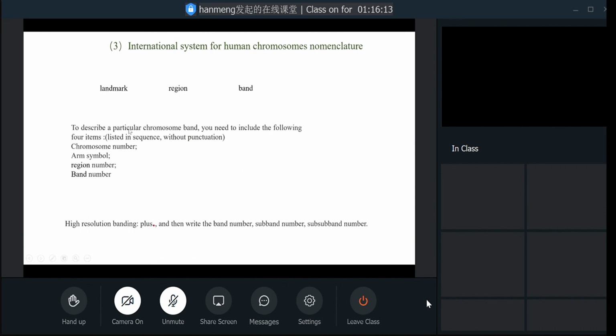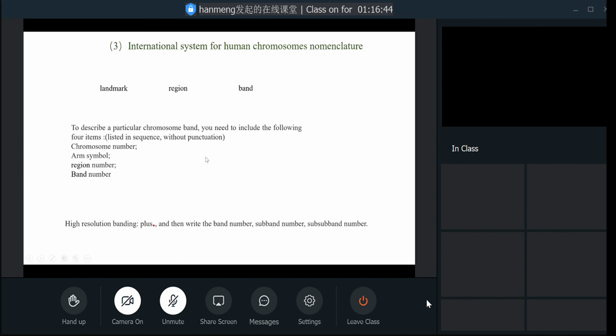To describe a particular chromosome band, you need to include the following 4 items. One is the chromosome number, so you should point out which chromosome it belongs to. Then the arm symbol, P or Q, the short arm or the long arm. Then the region number 1, 2, 3, and the band number 1, 2, 3, with no punctuation.